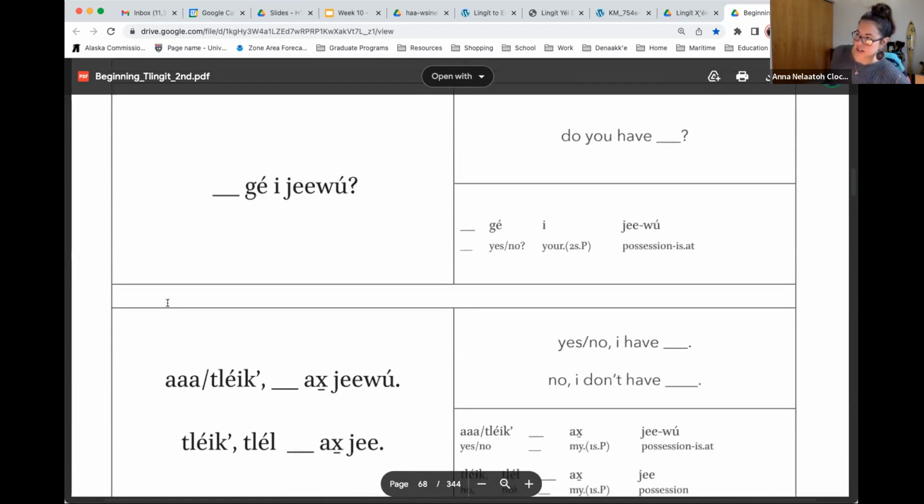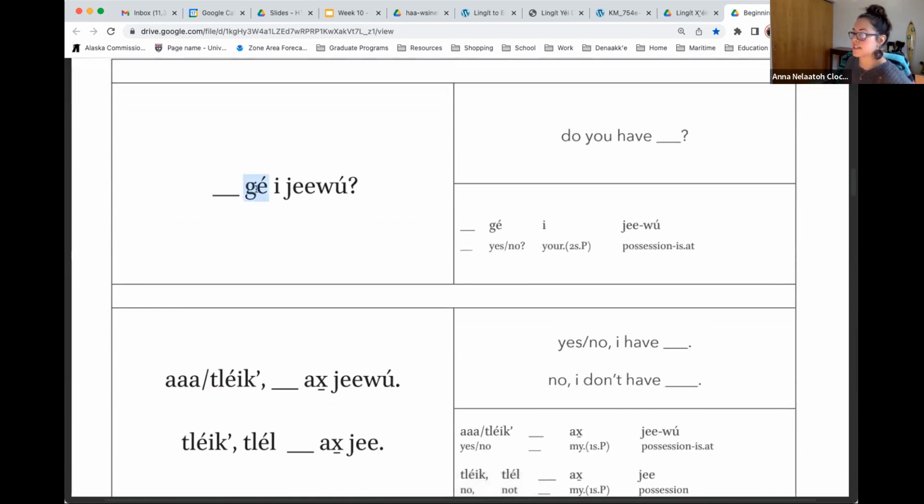Okay, these are yes and no, and you guys remember this ge? What does it mean? What does that tell you about the sentence? It's a question. Yeah, and what kind of question?